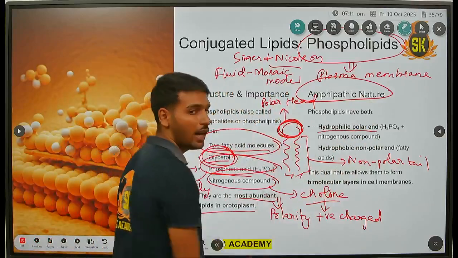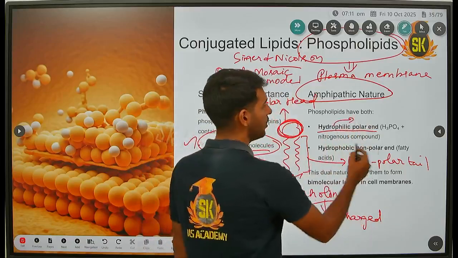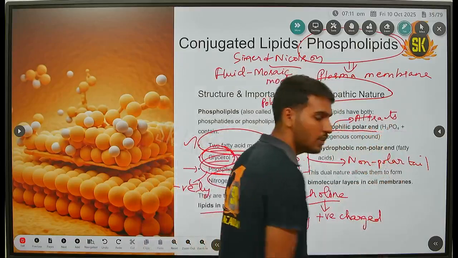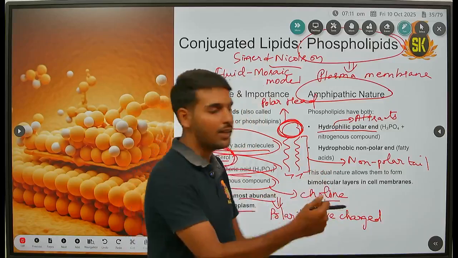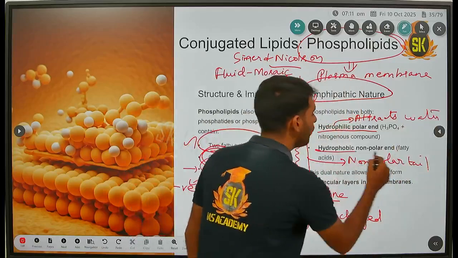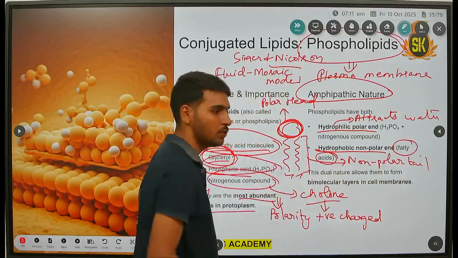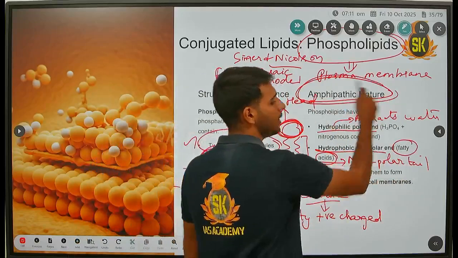Hydrophilic, polar end. Attracts what? Water. Water is also polar. Head is also polar. Polar and polar got attracted. Attracts water. Okay. Hydrophobic non-polar end, which is consisting of fatty acids. So since both ends are there, that is why this is known as amphipathic in nature.